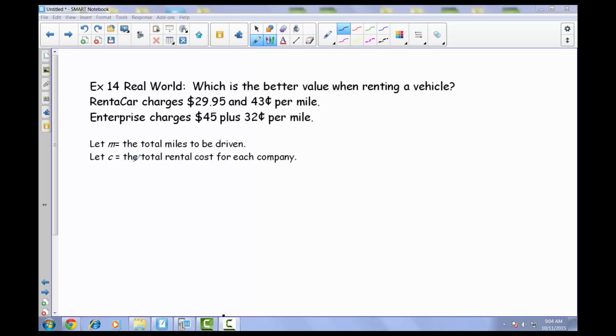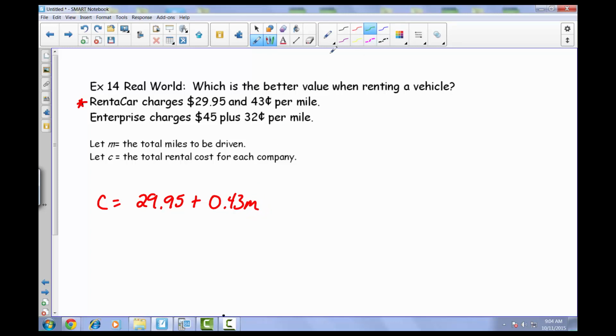Now, we're going to go ahead and let M be the total miles driven for that vehicle on that day, and then C is the total cost for each company. So when we're looking at Rent-A-Car, we'll label him as red. We know that the total cost is going to come out to be the $29.95 for the day, plus however much money it is per mile that we end up going. So 0.43 per however many miles we end up driving.